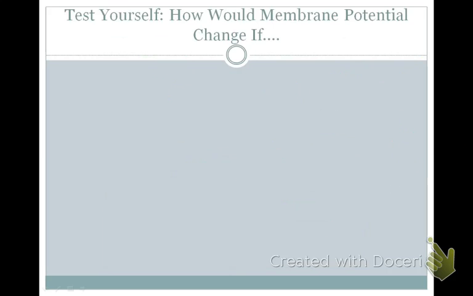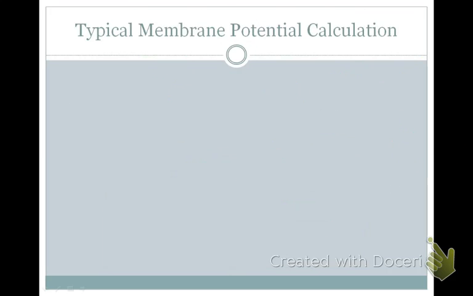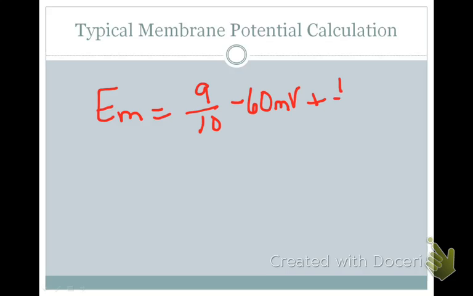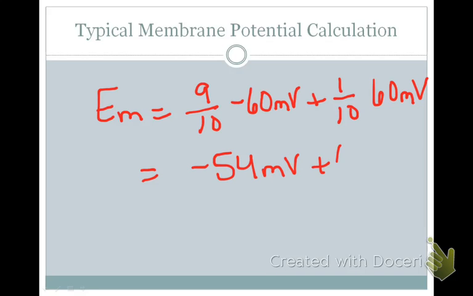So if we say that the membrane potential equals, again, relative conductance of potassium, so we said that was 9/10, times its equilibrium potential of minus 60 millivolts. Then you add that to the relative conductance of sodium, which is 1/10, times its equilibrium potential of 60 millivolts. Okay, now this is just simple math, so you've got minus 54 millivolts added to 6 millivolts, and voila, you've got your minus 48 millivolt resting membrane potential that I just told you before.